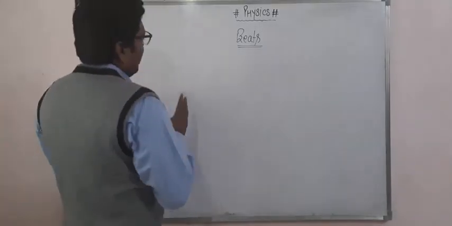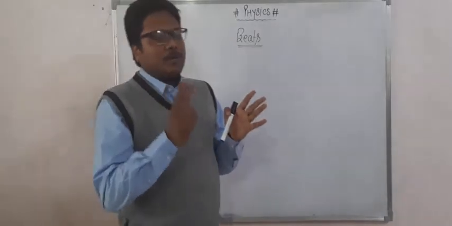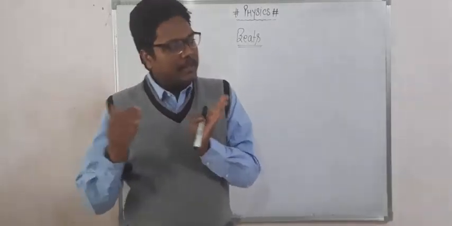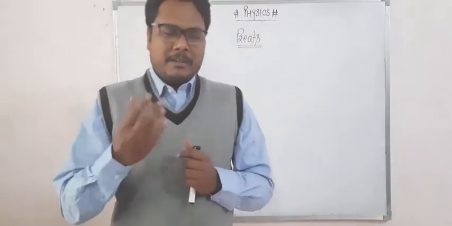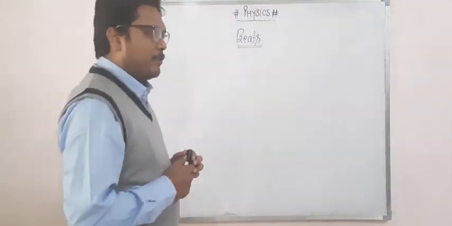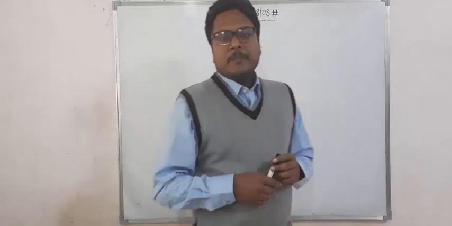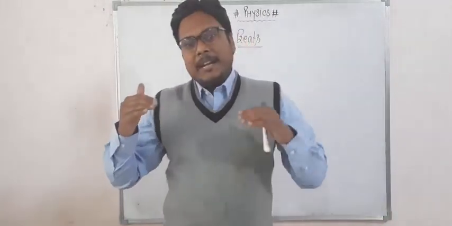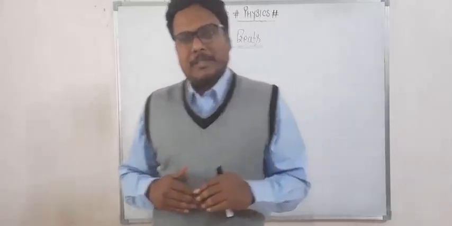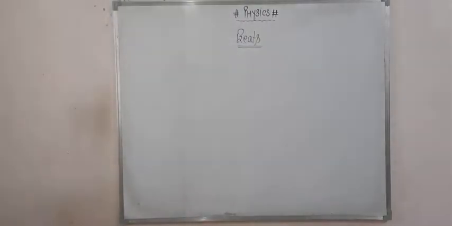So you can see that the first condition for beats is that we need at least two sounds. They have to travel in the same direction, in the same medium, with nearly the same frequencies. Suppose one is 254 and another is 256. So at some points you can hear the maximum intensity and at some points the minimum. Okay, this is called the beat frequency.